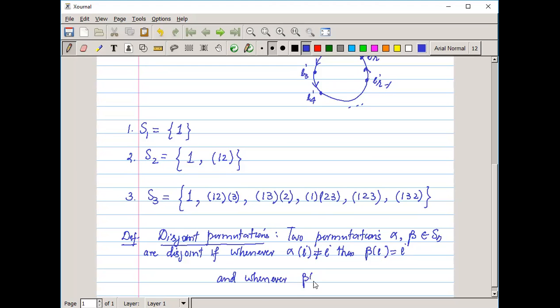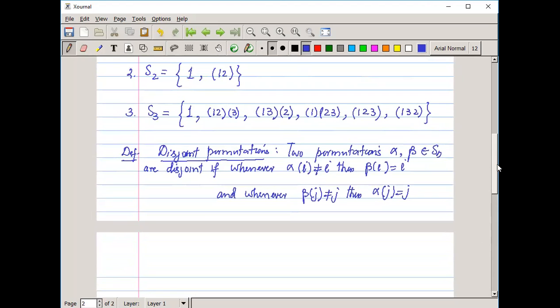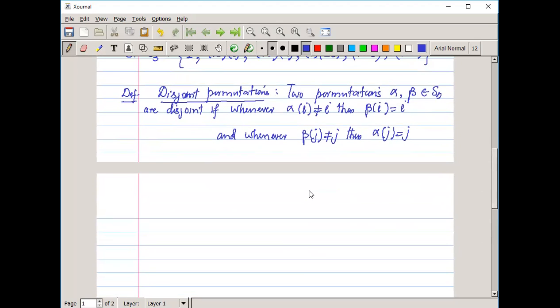whenever beta of j is not equal to j, then alpha of j is equal to j. So we call two permutations alpha and beta disjoint if whenever one of the permutations moves a symbol, then the other permutation fixes it. And similarly, whenever beta moves j, then alpha fixes j. So these types of permutations are known as disjoint permutations.